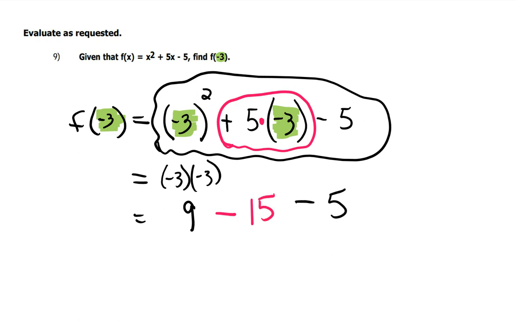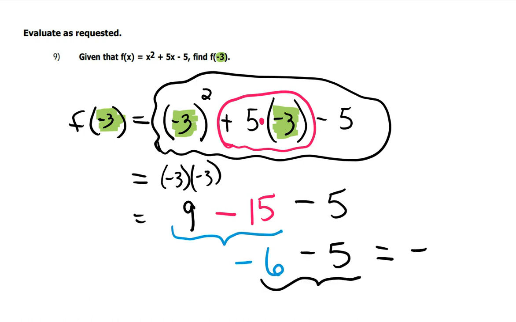And then after multiplication would come addition or subtraction, but you do them from left to right. So I would start with 9 minus 15. That would be a -6. And then -6 minus 5 more gives me an answer of -11. And that would be the answer to problem number 9. Plugging and chugging.